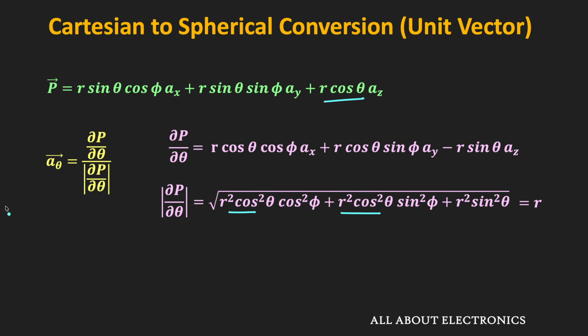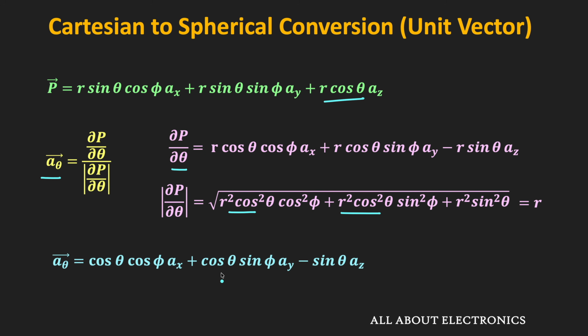Now, to get this unit vector A theta, we need to divide this expression by r. That means A theta is equal to cos theta cos phi ax plus cos theta sin phi ay minus sin theta az. So in this way, we also got the expression of the unit vector A theta in terms of ax, ay and az. And likewise, now let us also find the unit vector A phi.